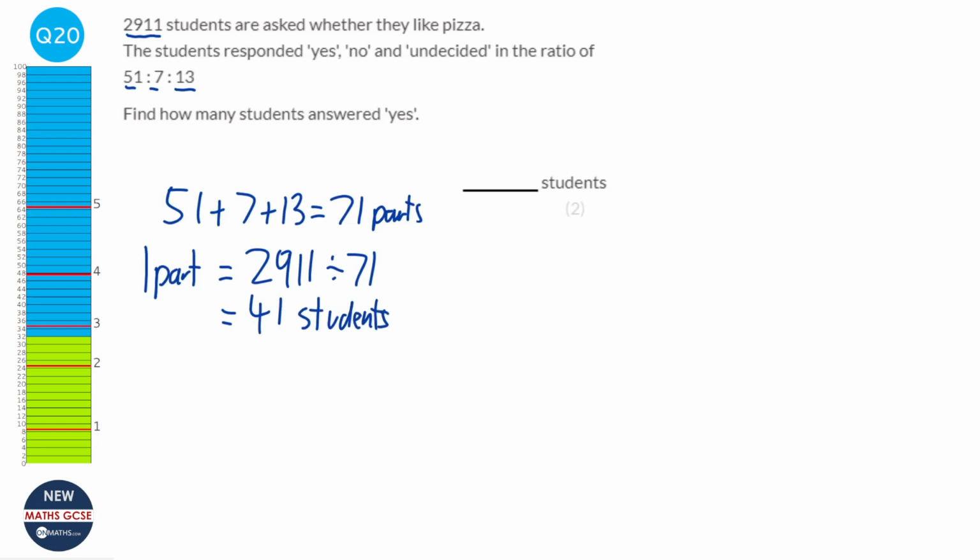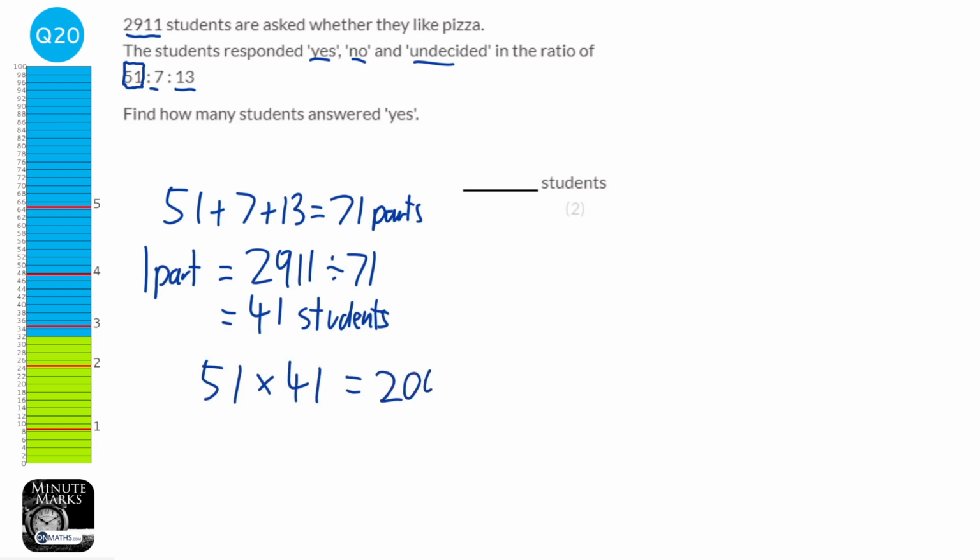Now yes, because it goes yes, no, undecided, yes will be the 51 there. So it's 51 lots of 41 students. 51 parts with each part representing 41 students. And when you multiply those together, you get 2,091. So our answer is that 2,091 students responded with yes.